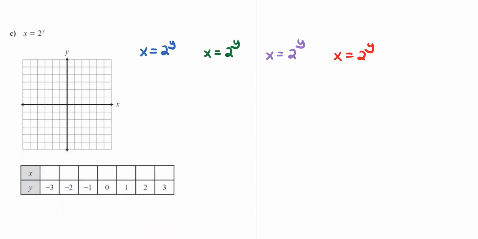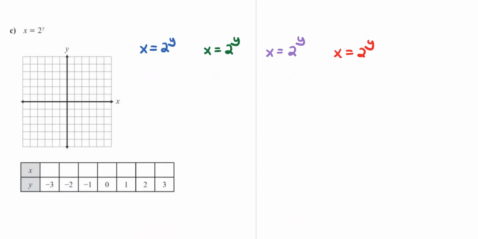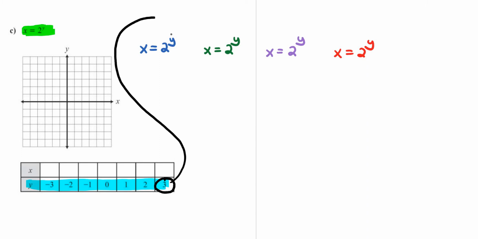Okay, let's move on to the second question here, number 1c. So I have x equals 2 to the power of y. So now in our table of values, we're given the y values, and if we're given the y values, we need to go ahead and find the x values. Okay, so let's start with this value right here, y is equal to 3. If I plug that in there, I get x equals 2 to the power of 3, and 2 to the power of 3 is going to be 8. So when y is 3, x is going to be 8.